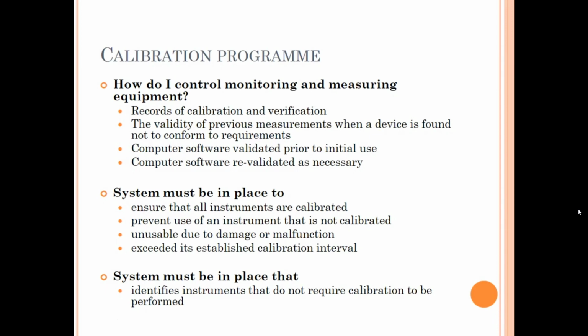Systems must be in place to ensure that all instruments are calibrated and also to prevent use of an instrument that is not calibrated, or is unusable due to damage or malfunction, or has exceeded its established calibration interval. Systems must be in place that identify instruments that do not require calibration to be performed beyond the original factory calibration, to distinguish them from those instruments that do require scheduled calibrations.